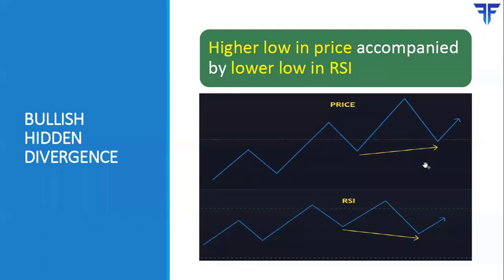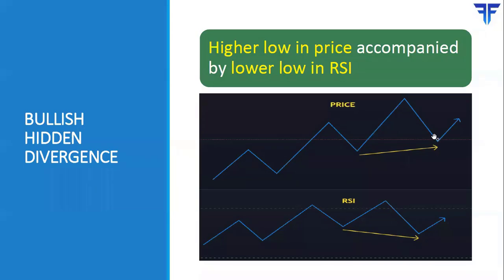But then if you look at the bottom panel of the RSI, you will see that the RSI has made a lower low. So what we have is price making a higher low, but RSI making a lower low. So what this tells you is that the RSI is sort of getting oversold, but at a relatively higher price. Now that's a very reliable pattern.